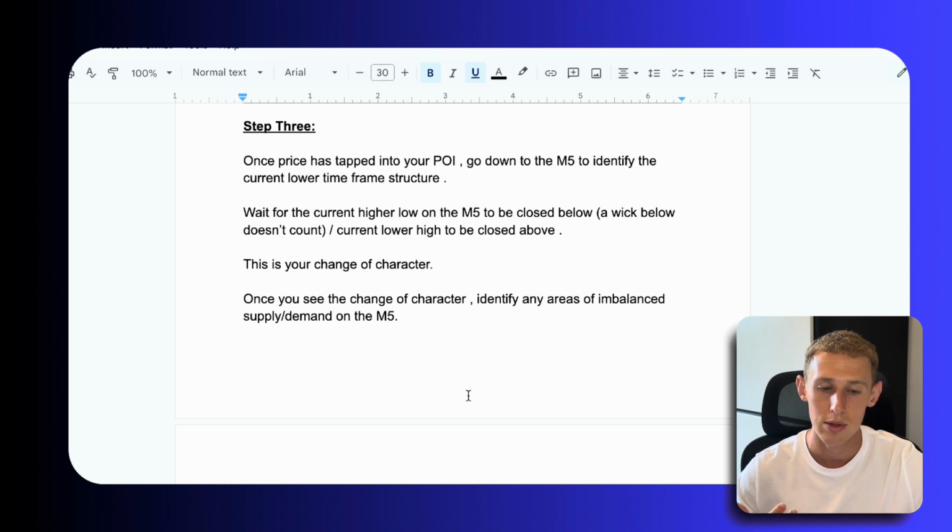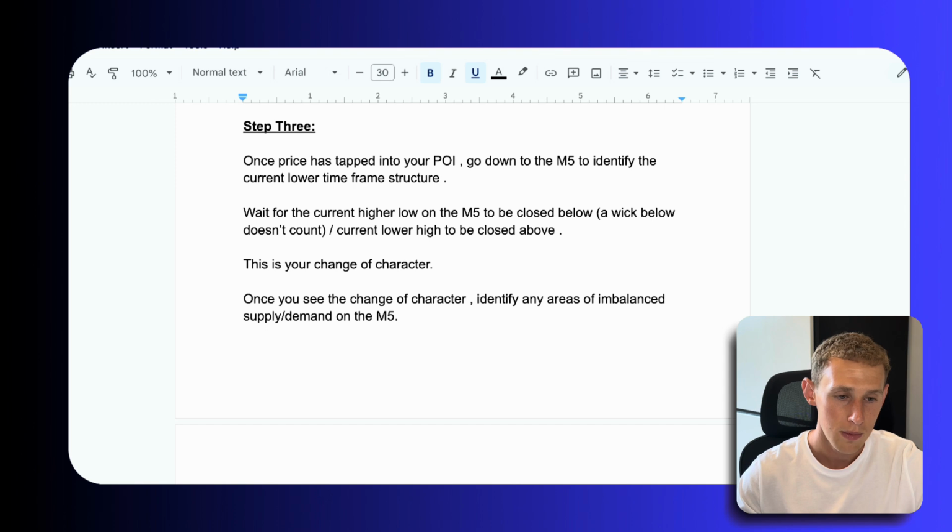So we need to see some sort of confirmation that price wants to hold the zone rather than just selling or buying straight from it. So this is where step 3 comes into play, which is the M5 confirmation. All I'm simply doing here is going down to the M5 time frame and waiting for the M5 to flip back in line with higher time frames.